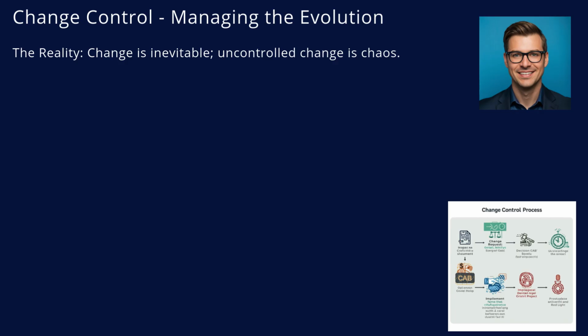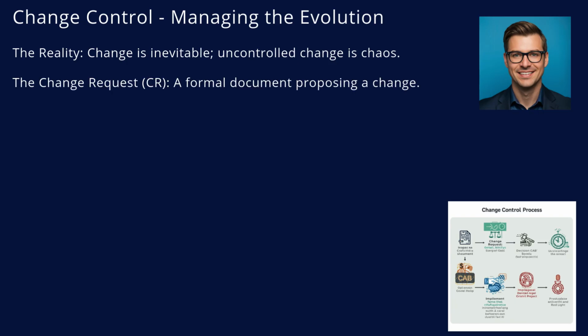Now, let's look at change control. As I said, change is inevitable, but uncontrolled change is chaos. The process starts with a change request, CR. This is a formal document. If a client says, "Can we just add this button?" you say, "Let's raise a change request."